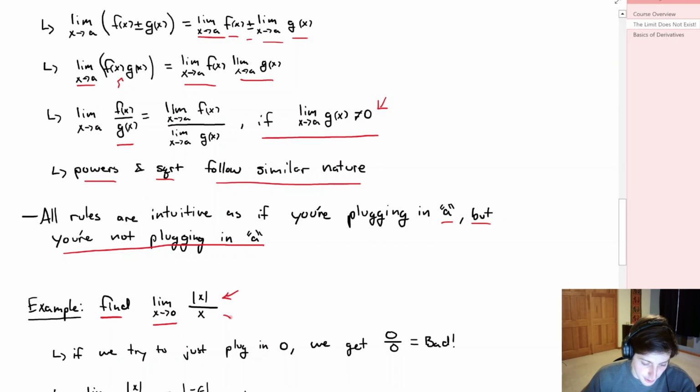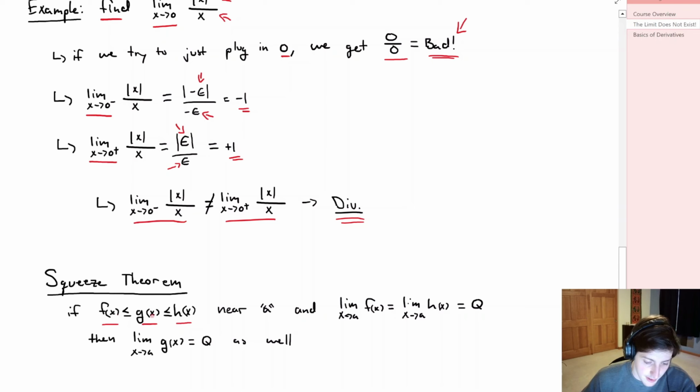again we get divergence. But now we get into a really important theorem that can help you if you're stuck. And that theorem is called the squeeze theorem. What this theorem says is if we have three functions, f of x, g of x, and h of x, in this theorem we're going to be concerned about g of x.